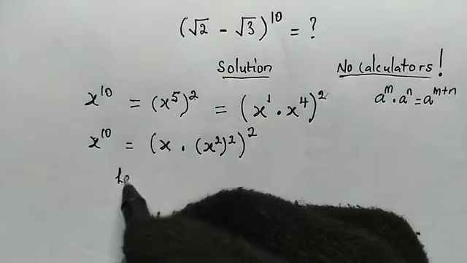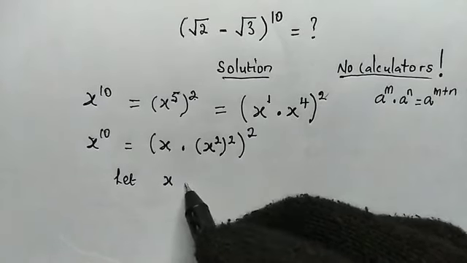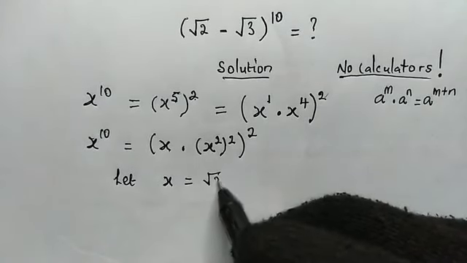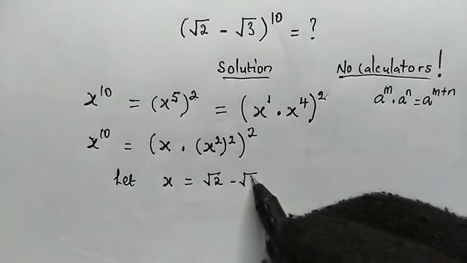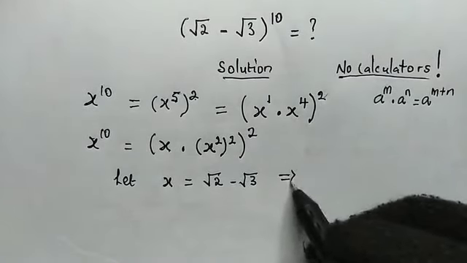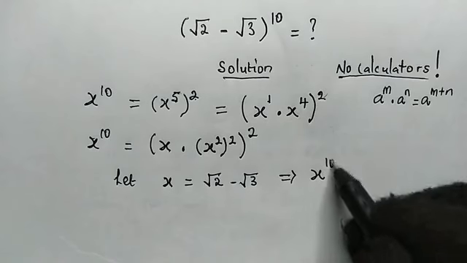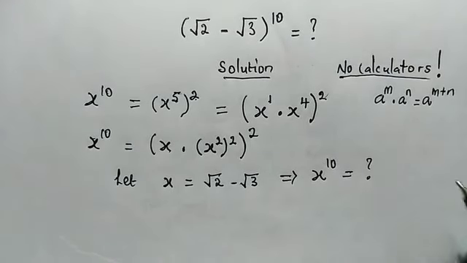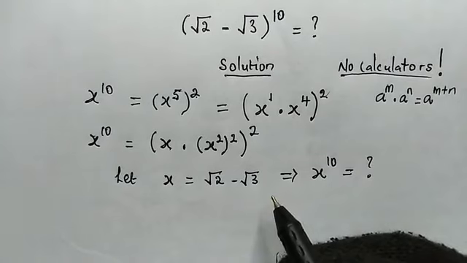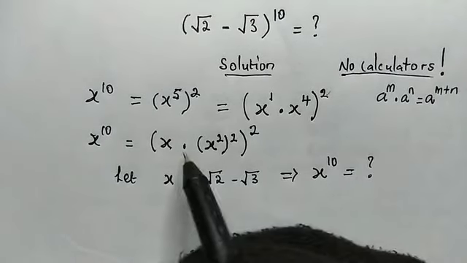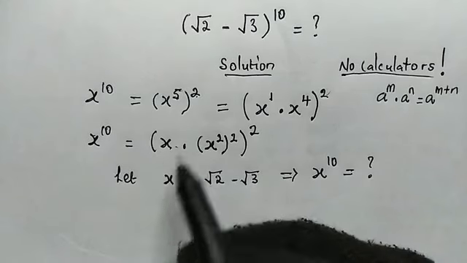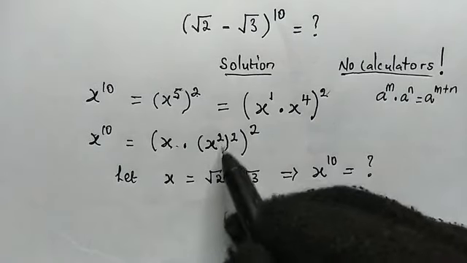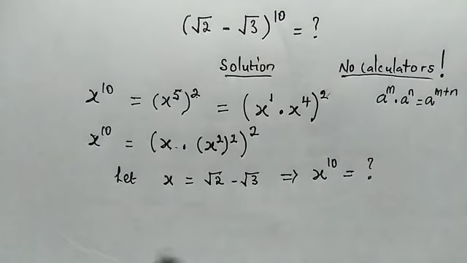So let x equal the square root of 2 minus the square root of 3. So this implies that we are looking for x to the power of 10, right? Okay. So now, according to this equation here, we have x squared right over here. So let's go ahead and find x squared.